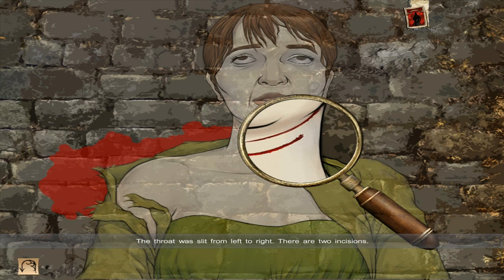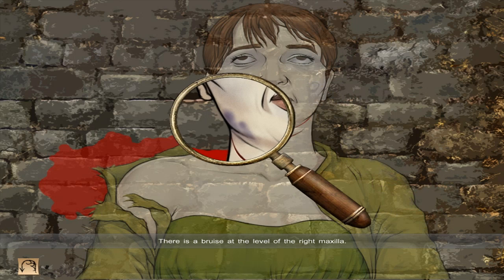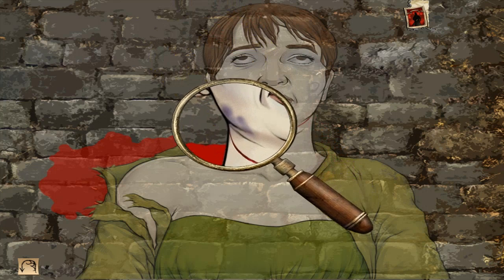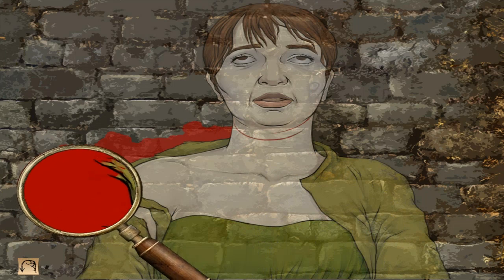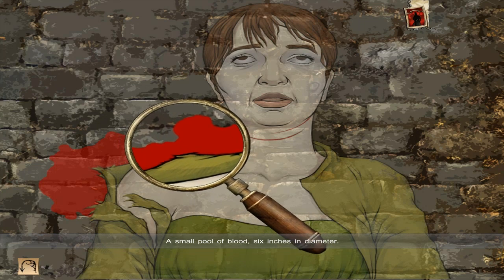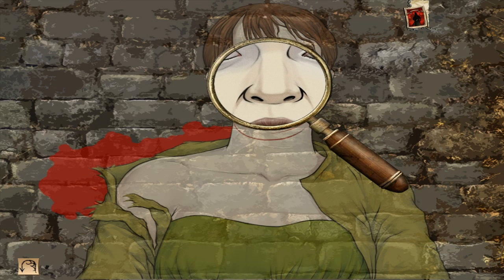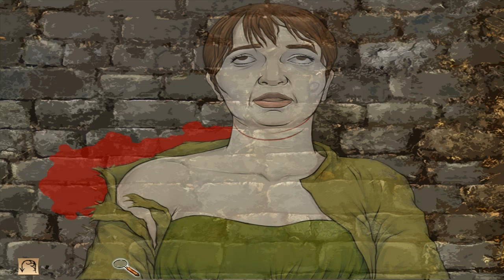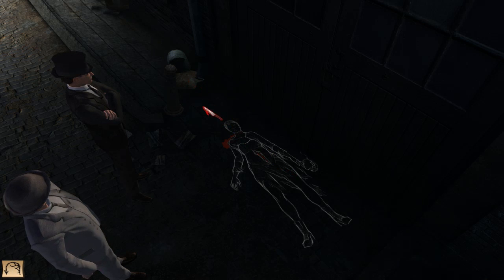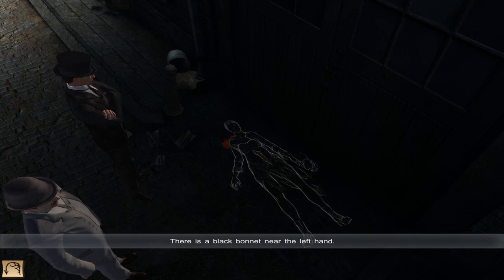The throat was slit from left to right. There are 2 incisions. There's a bruise on the left cheek. There's a bruise at the level of the right maxilla. That means the victim got strangulated. Her clothes are chest. A small pool of blood, 6 inches in diameter. The tongue is swollen. No marks on the ground. The ground is muddy. There is a black bonnet near the left hand.